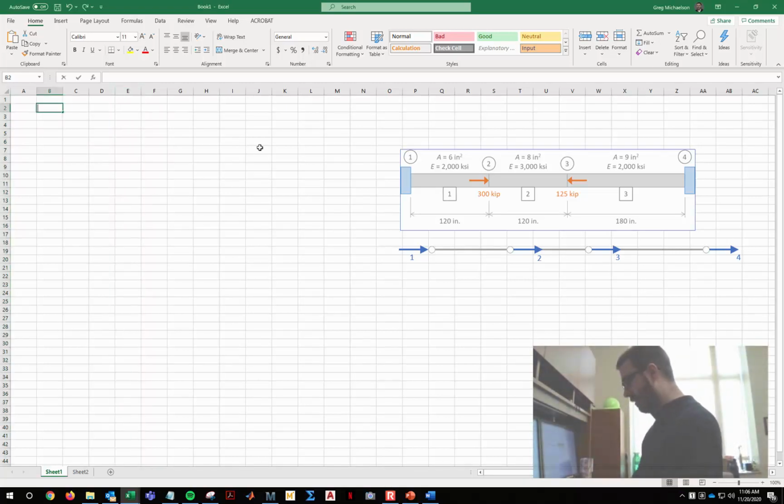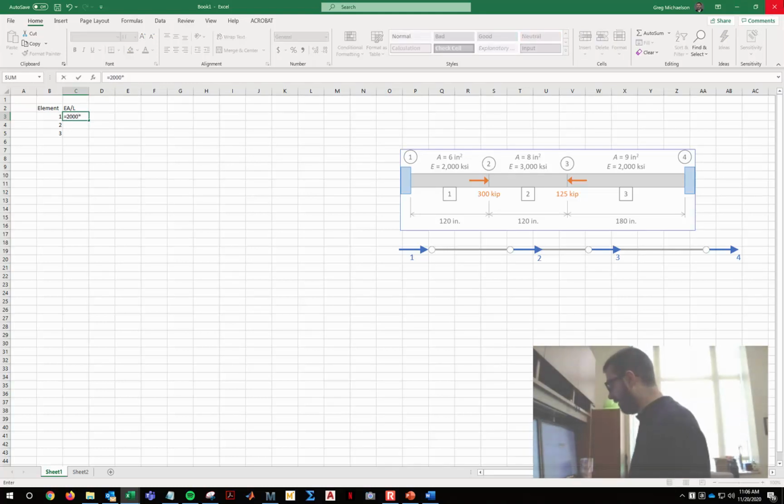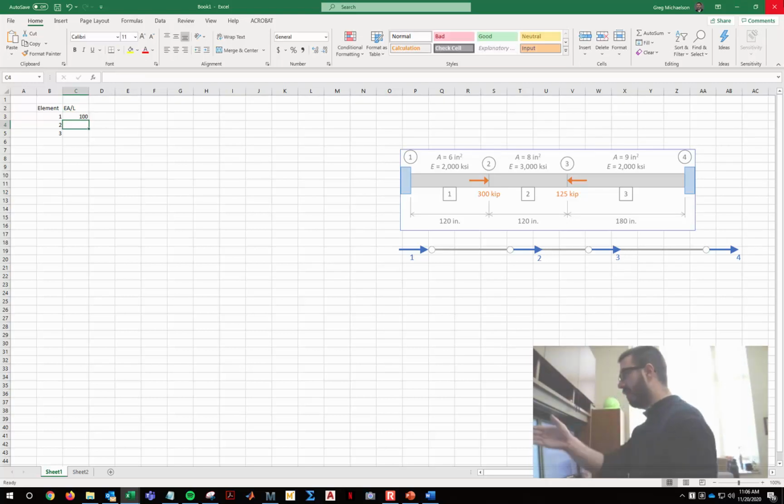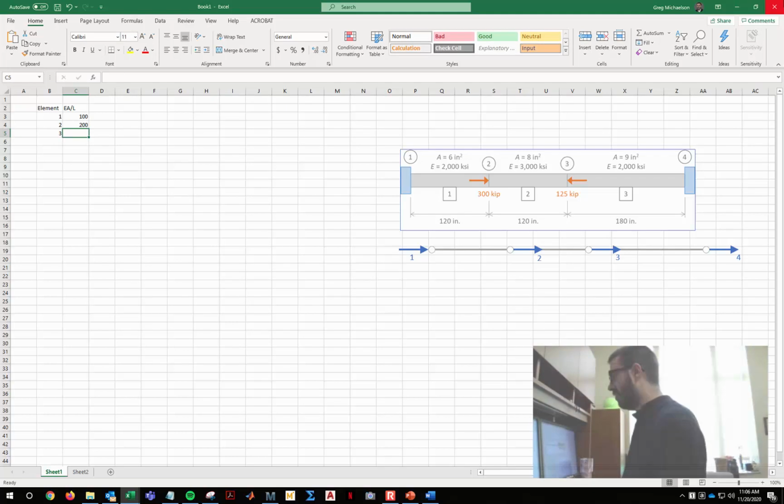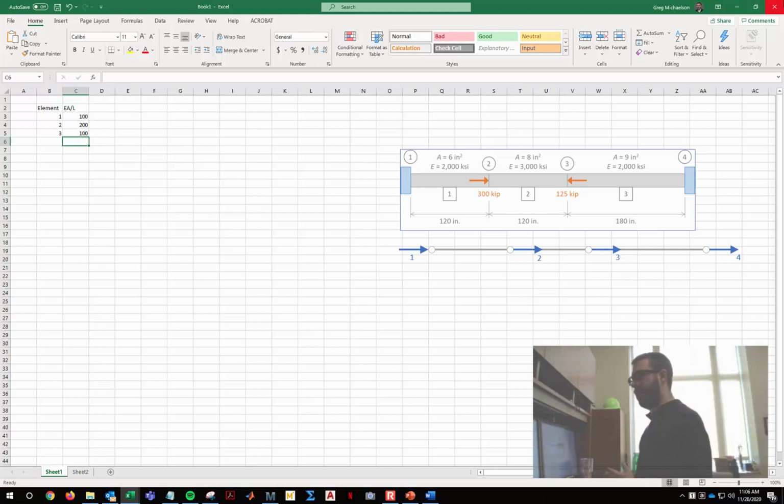So first thing I'll do, I'll go ahead and just make myself a little table here real quick. We'll look at each element and compute the EA over L for each element just to make sure that we're all comfortable with those values. So the first one was 2,000 times 6 divided by 120. I'm just taking each of the elements one by one and computing their EA over L's. Okay, and so we get 200 for this one. And so for element number 3, 100. So 100, 200, and 100. And this was the same thing we got during our in-class example.